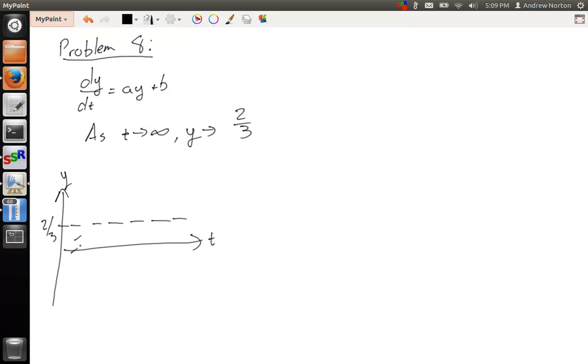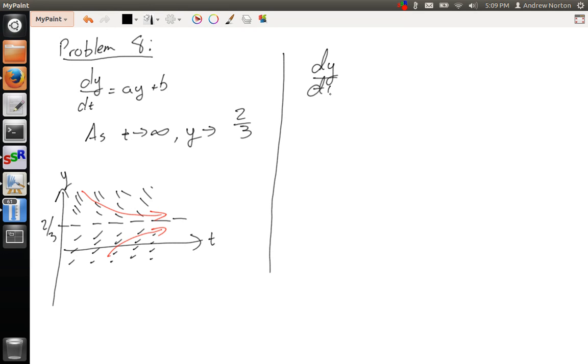It's going to have positive slopes below 2/3, and it's going to have negative slopes above 2/3. That way, any solution will converge as t goes to infinity. So, with that said, the way that we can do this is some of our information says that when dy/dt equals 0, that means that y is equal to 2/3. So we find what makes dy/dt 0.